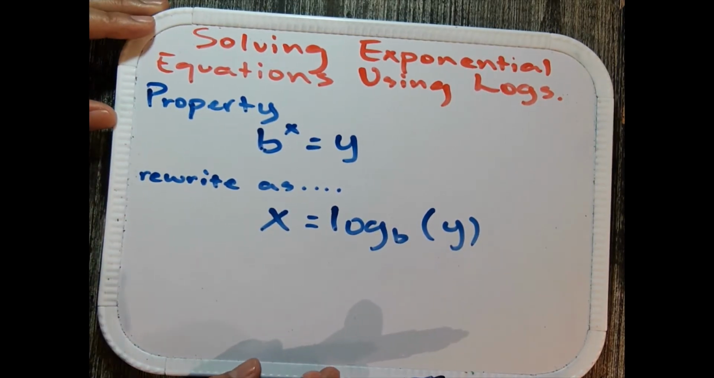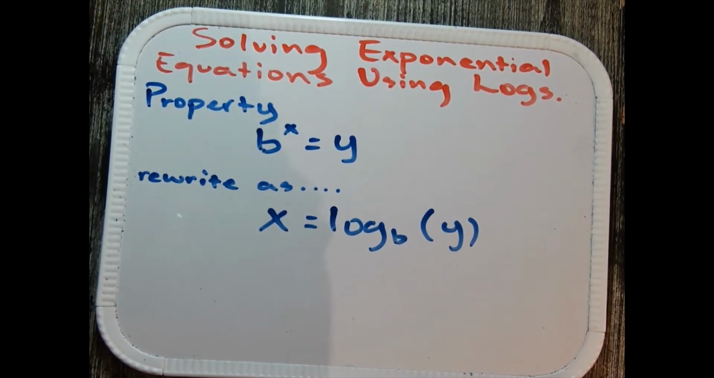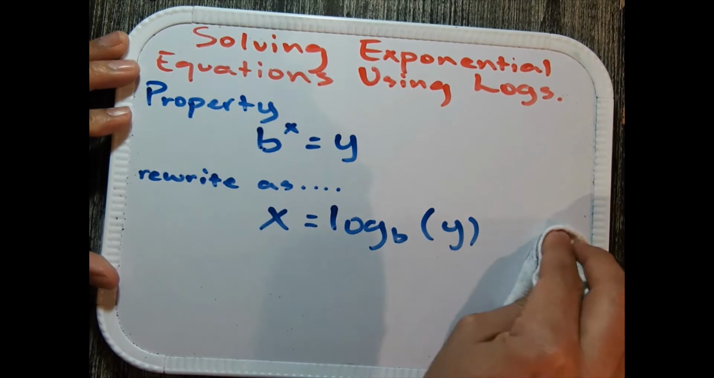And if you need to pause this so that you can write down this property, make sure you do it. And with that said, let me jump to the first example.